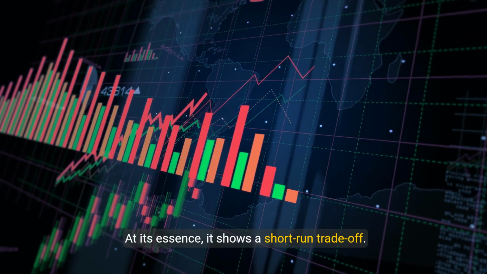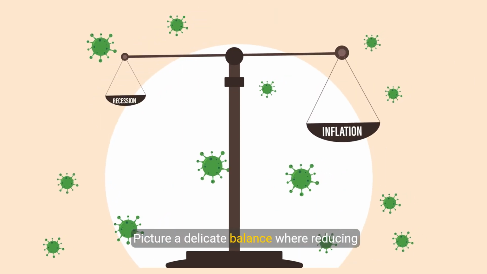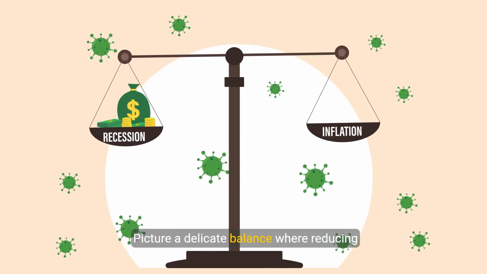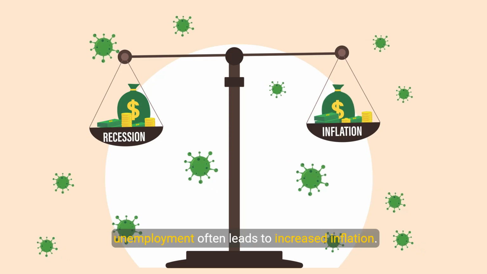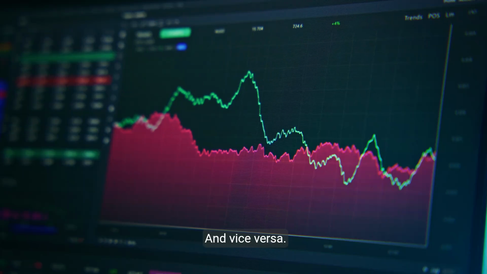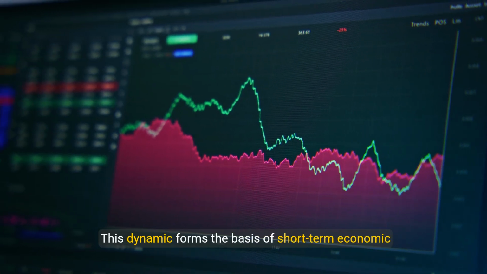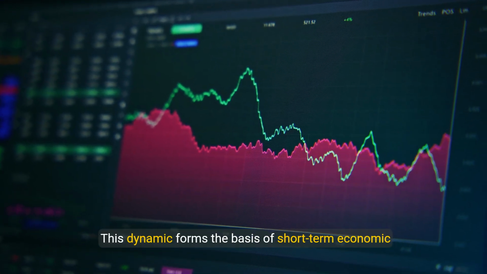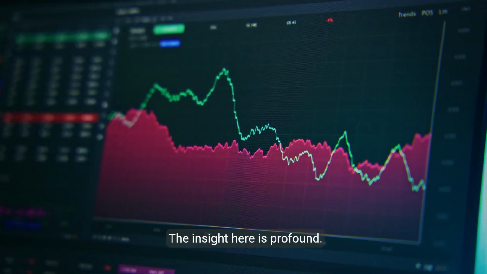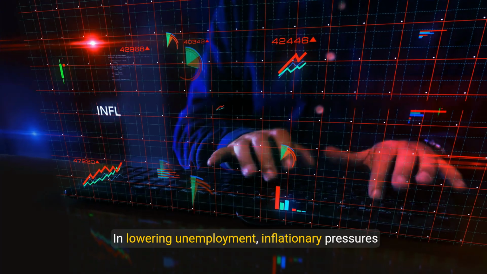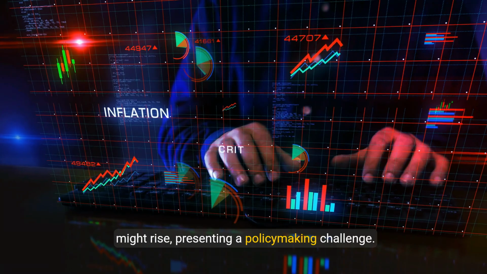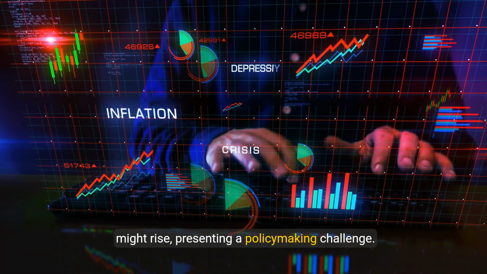At its essence, it shows a short-run trade-off between inflation and unemployment. Picture a delicate balance where reducing unemployment often leads to increased inflation, and vice versa. This dynamic forms the basis of short-term economic interpretations. The insight here is profound. In lowering unemployment, inflationary pressures might rise, presenting a policymaking challenge.